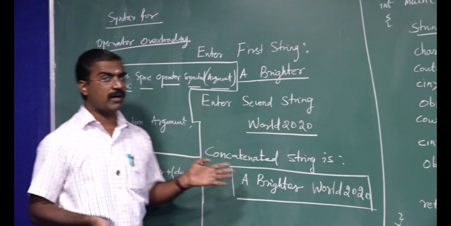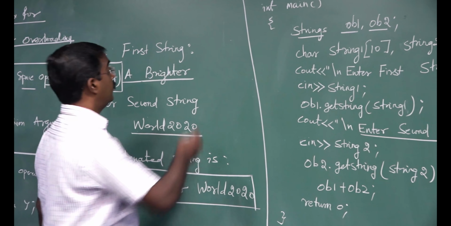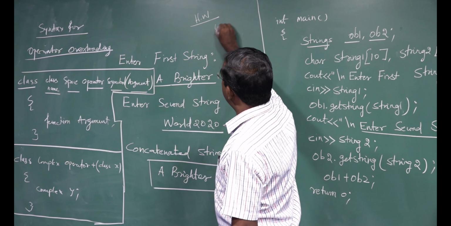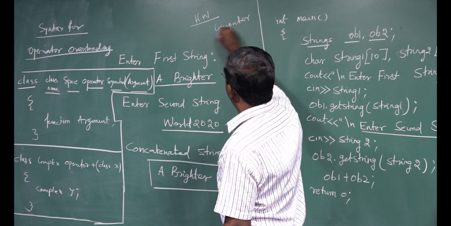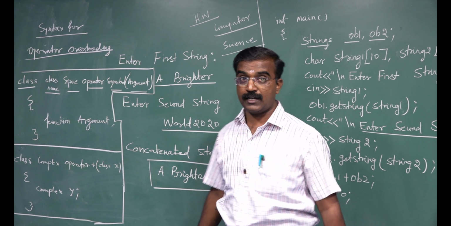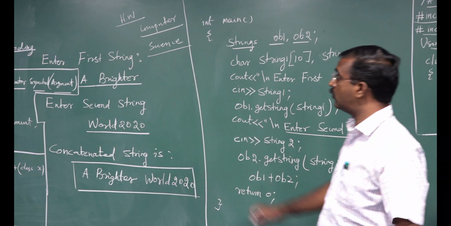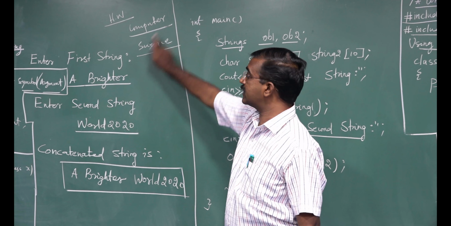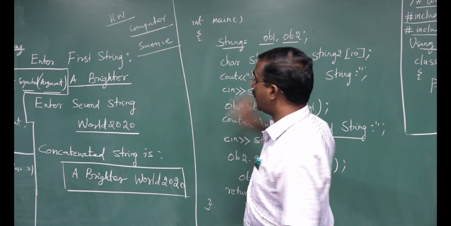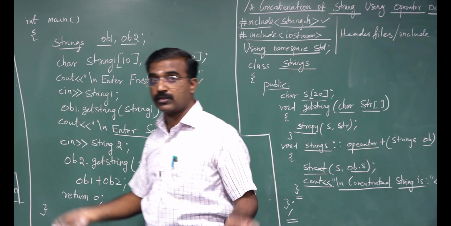Okay, yes. Now I will give you the homework. That homework is the same: joining two strings. String one is computer, and string two is science. Okay, but I need an answer. Joining two strings, the final output will be computer science. Again, repeating the homework: the first string is computer, the second string is science. Joining together we will get computer science, the same concatenation of strings using operator overloading.